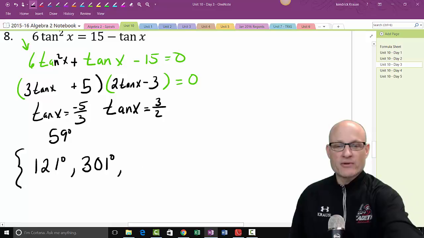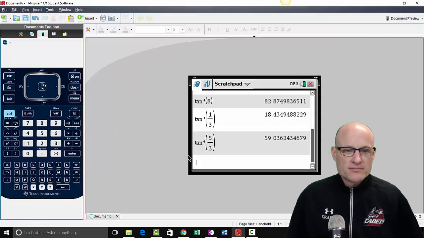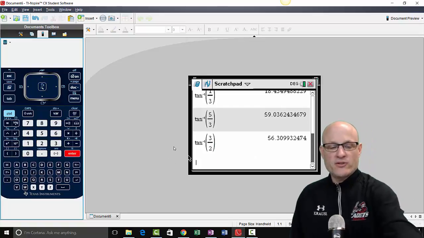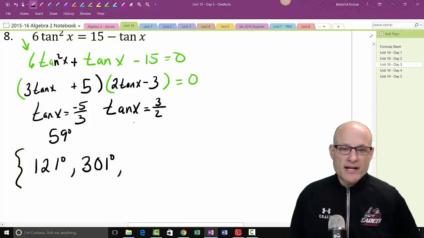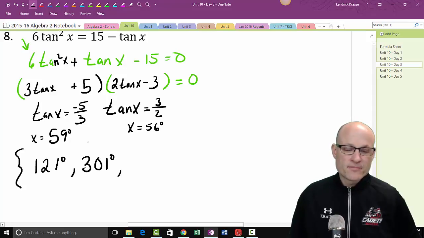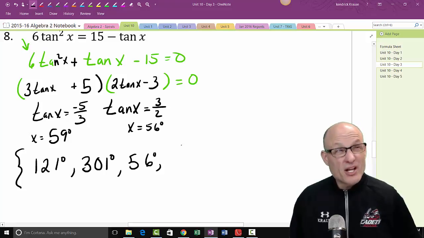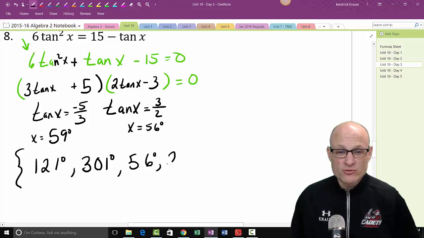All right, now let me do the 3/2. Inverse tan of 3/2 gives 56 degrees. We will keep that. X equals 56 degrees. I should have said x equals here. And then 180 plus 56 would be, is that 236, I believe?